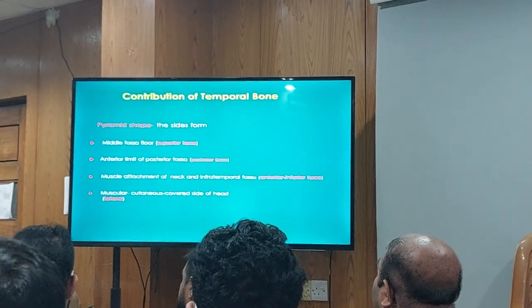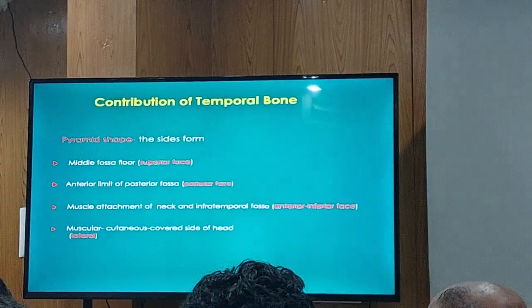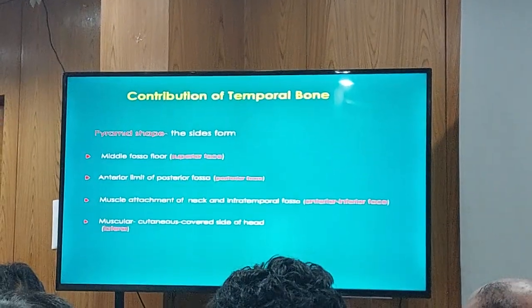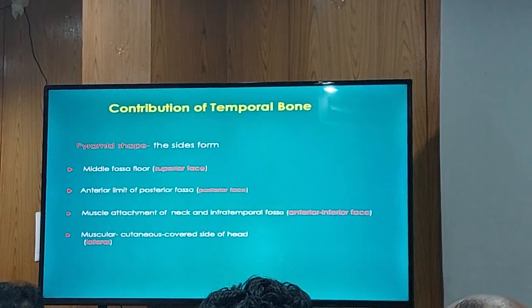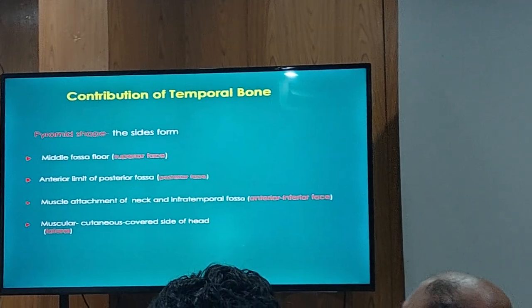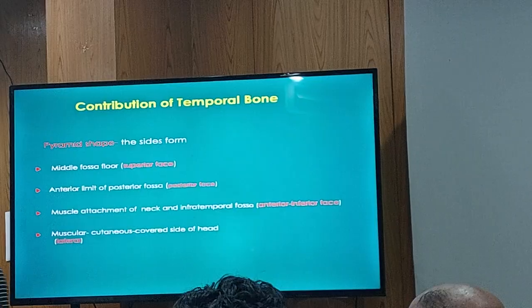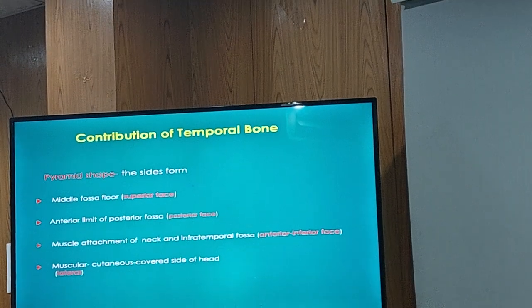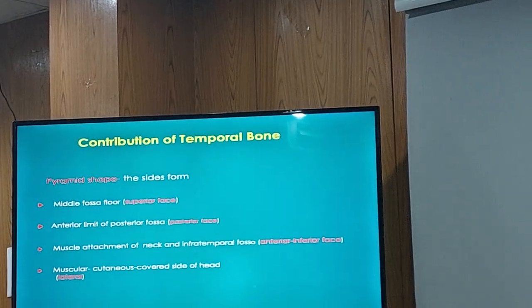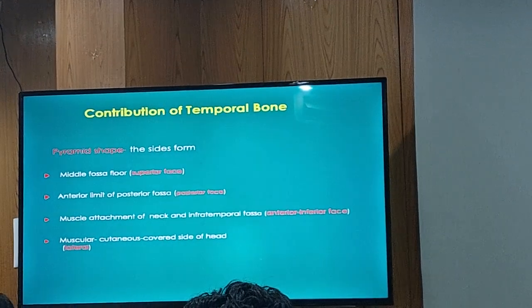The superior surface of the middle cranial fossa floor, and the posterior surface of the anterior into the posterior fossa, and the anterior and inferior components play the roles for the attachments of the neck and infratemporal fossa, and the lateral part attaches with the muscular and some cutaneous part of the head.